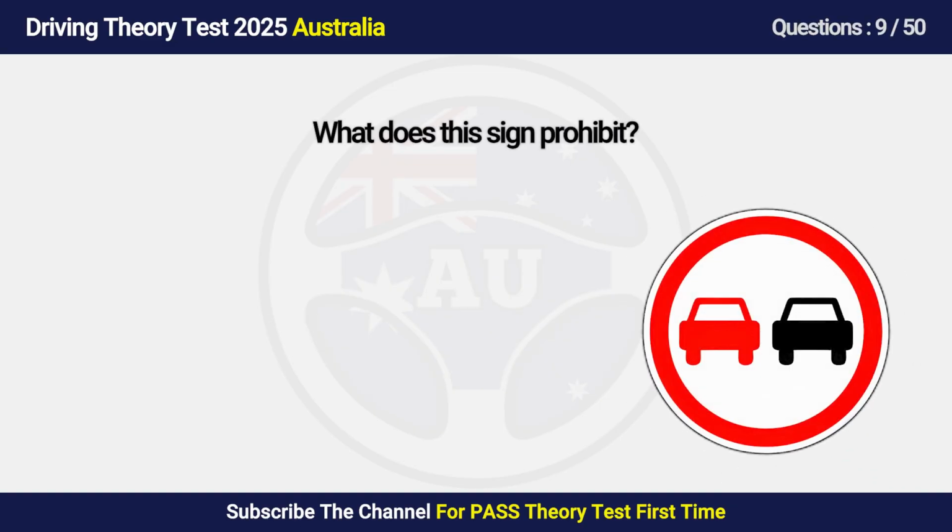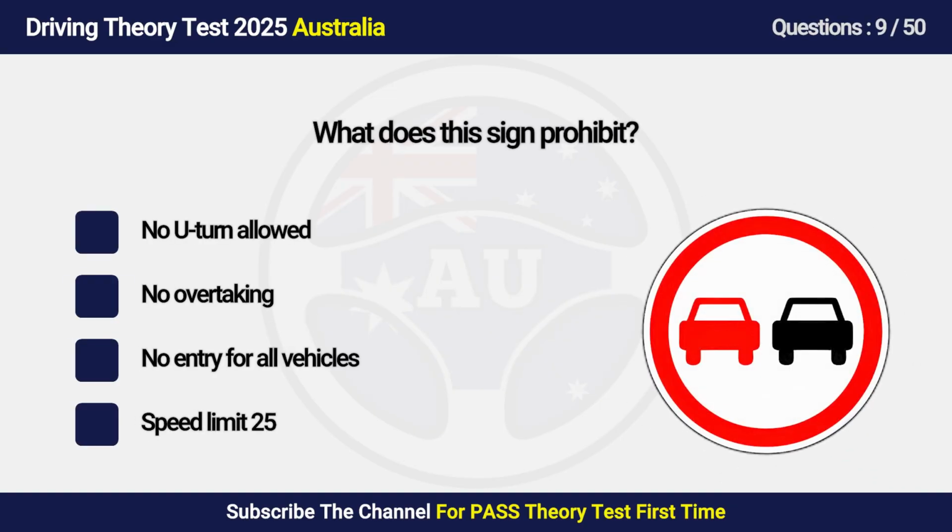Question 9. What does this sign prohibit? A. No U-turn allowed. B. No overtaking. C. No entry for all vehicles. D. Speed limit 25.